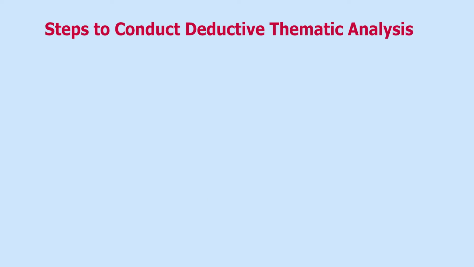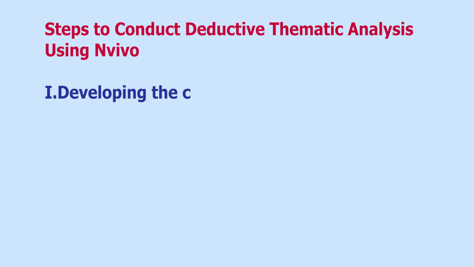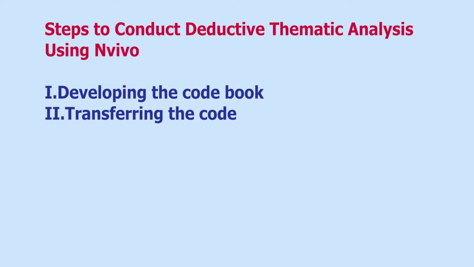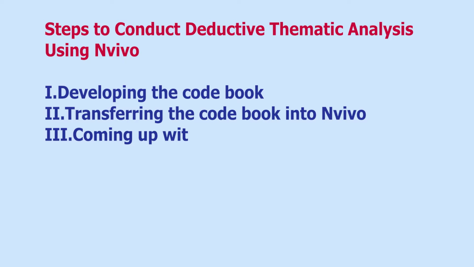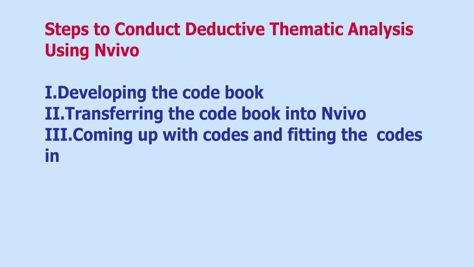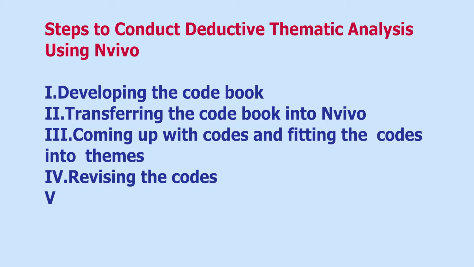So basically, the steps that we are going to use to conduct deductive analysis using Nvivo are: 1. Developing the codebook, 2. Transferring the codebook into Nvivo, 3. Coming up with codes and fitting the codes into themes, 4. Revising the codes, and 5. Reporting findings.